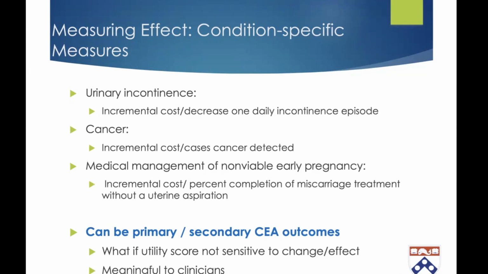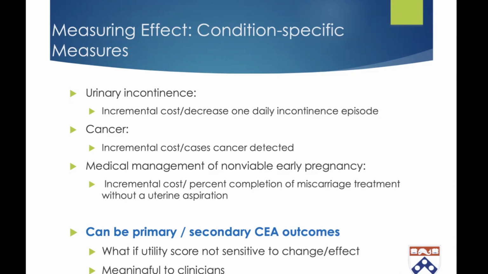Cancer, if you're doing a new screening intervention, you might have incremental cost per cancer detected. Medical management of non-viable early pregnancy, our secondary measure was incremental cost per percent completion of miscarriage treatment without a uterine aspiration. All of these are things that clinicians can grab onto and might be a more meaningful way of anchoring the results.